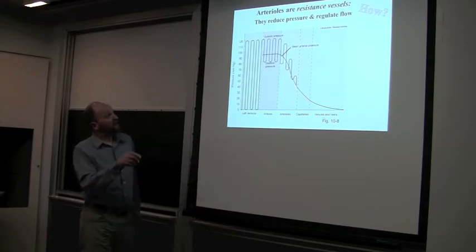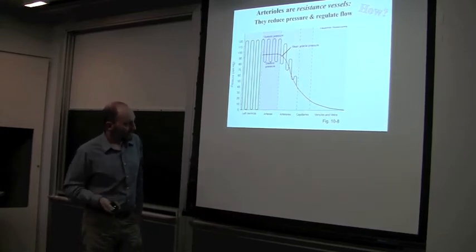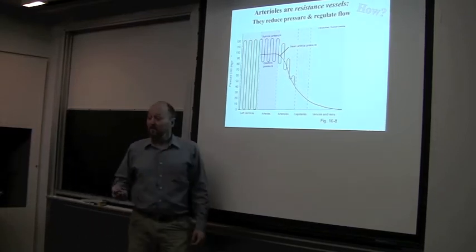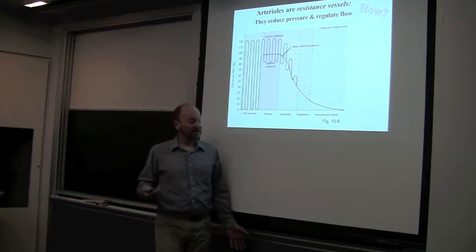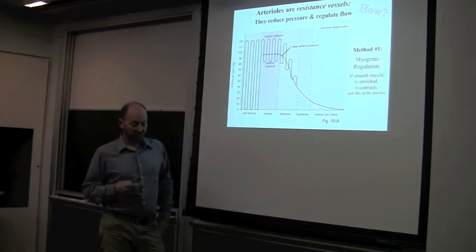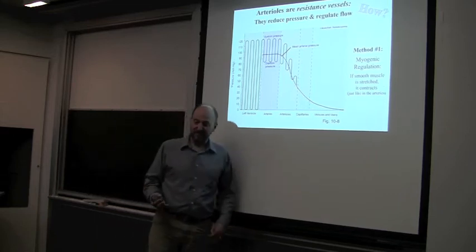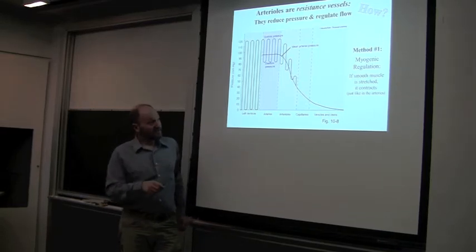How does this happen? How do the arterioles wind up accomplishing the step down of pressure? Well, we're going to find out that we have 3 different mechanisms that are employed, and they're all employed at the same time. The first is one that we've talked about, this myogenic regulation, or the auto-regulation of pressure by any layer of smooth muscle. And if smooth muscle is stretched, it contracts.